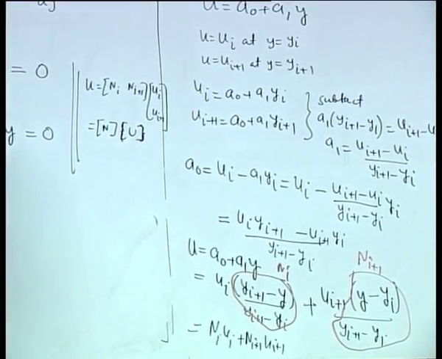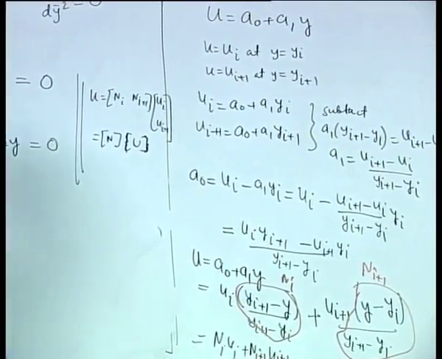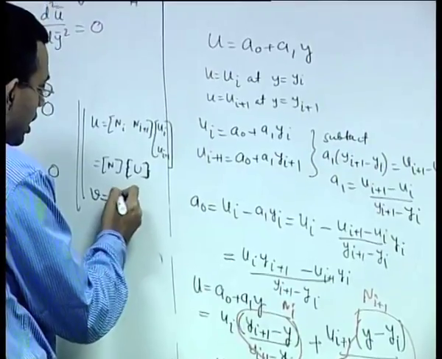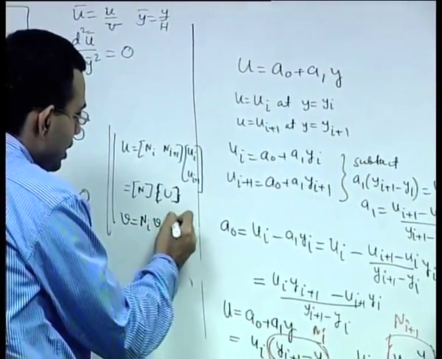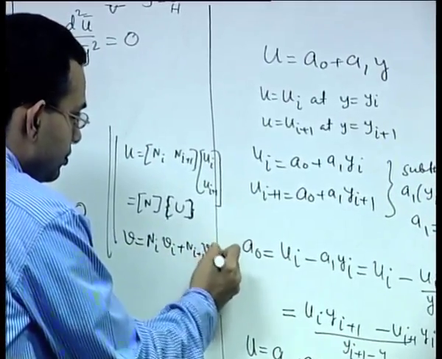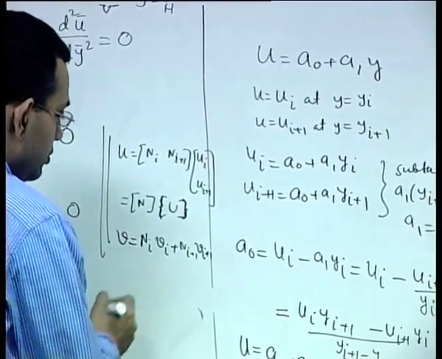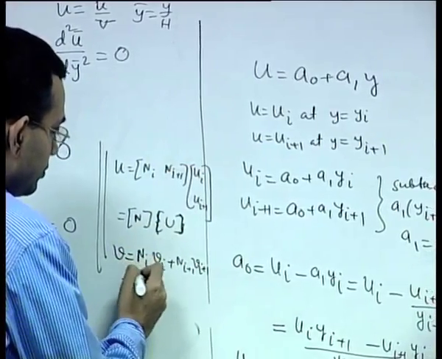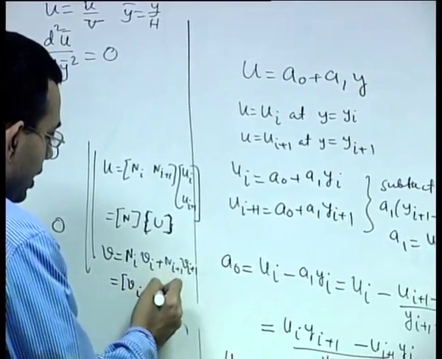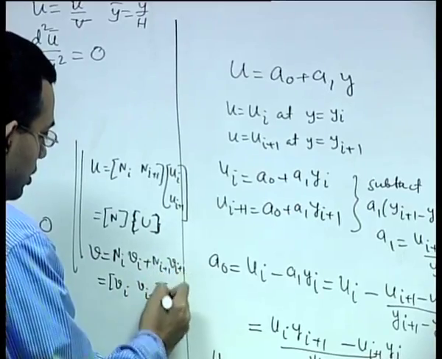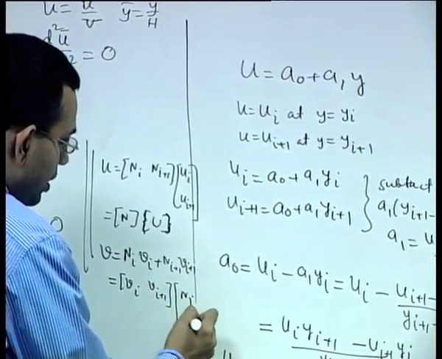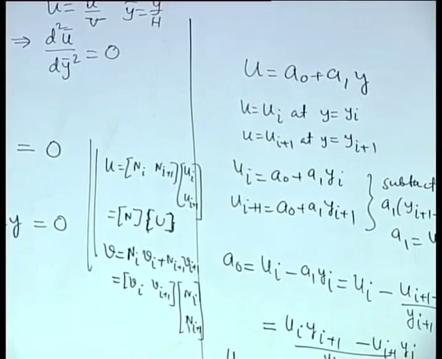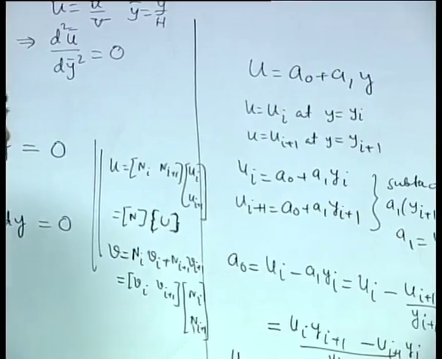In the Galerkin's method, the trial function and the weight function are the same. So, V is also Ni Vi plus Ni plus 1 Vi plus 1. You can write this as Vi, Vi plus 1 into Ni, Ni plus 1, just in the transpose form of the previous one, because that will help us in matrix manipulation.